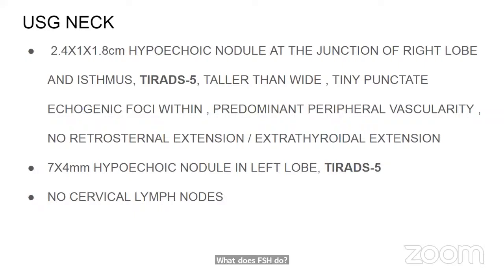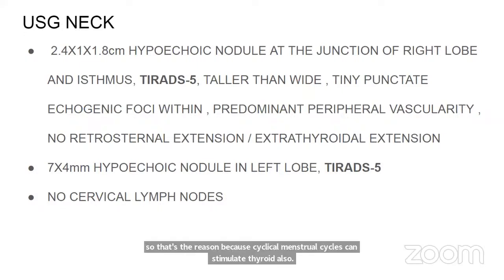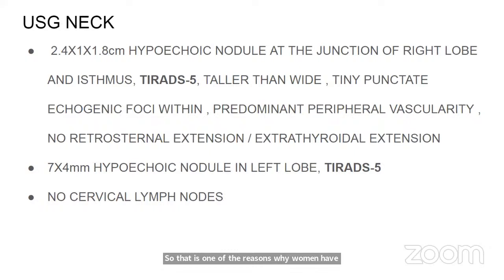All right. Does it have any relevance to why women have increased incidence of thyroid nodules? Not sure, sir. So please read about this. And there are structural analogy to this. Alpha subunit of the glycoprotein is similar in all the anterior pituitary hormones. Only the beta subunit has biological specificity. Okay. All right. So that's the reason, because cyclical menstrual cycles can stimulate thyroid also. So that is one of the reasons why women have increased incidence of thyroid nodules.